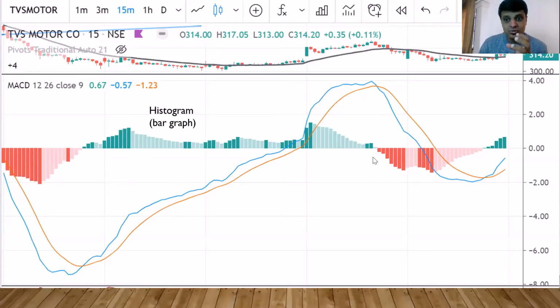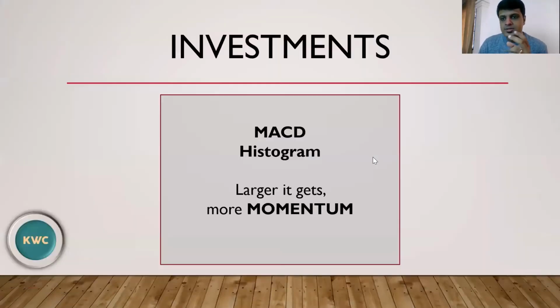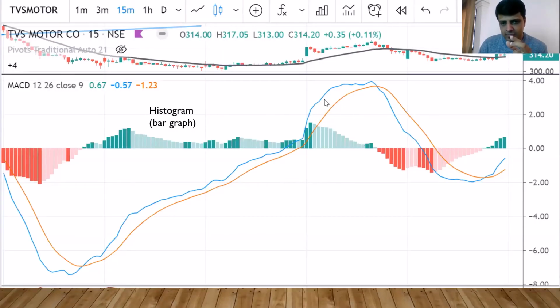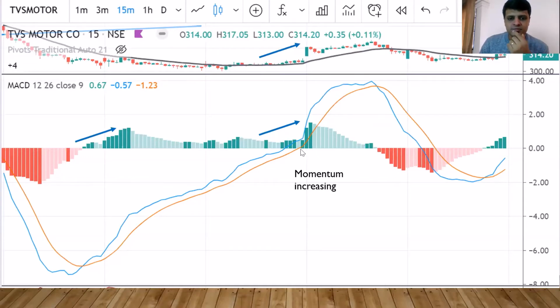Okay, this is actually showing momentum. The larger the histogram gap gets, the gap between the blue and the orange, which is exactly the same as this, the larger it gets, or the larger it goes down, the more momentum there is. Okay, so look at this. For example, when you see here, the momentum was increasing here.